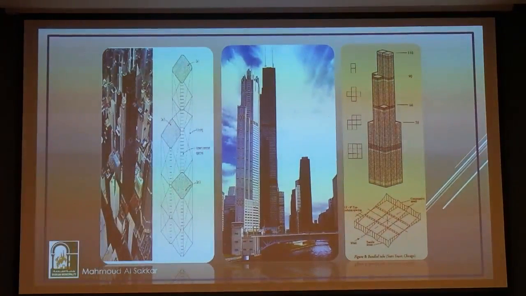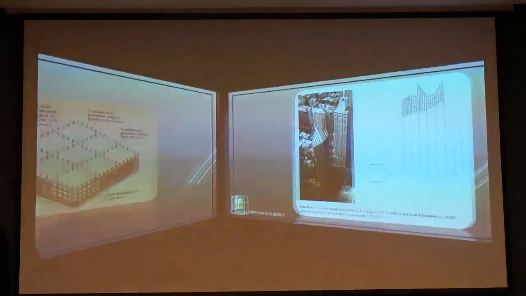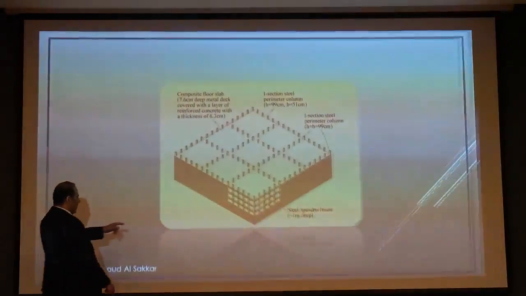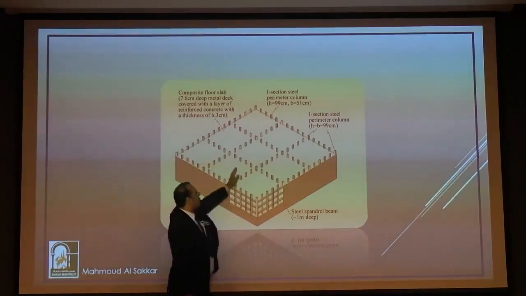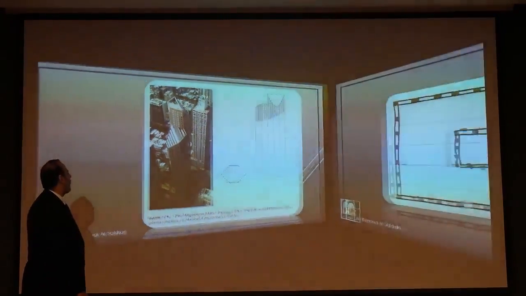Bundle tube, the one. The Sears Tower is a good example, a role model of a bundle tube. The other columns are very small, but still it's bundled. And there's another tower over there.